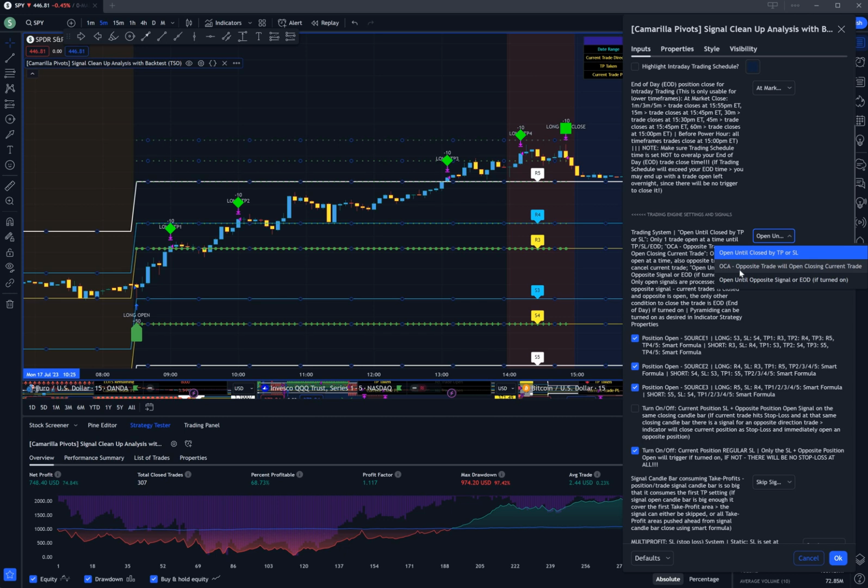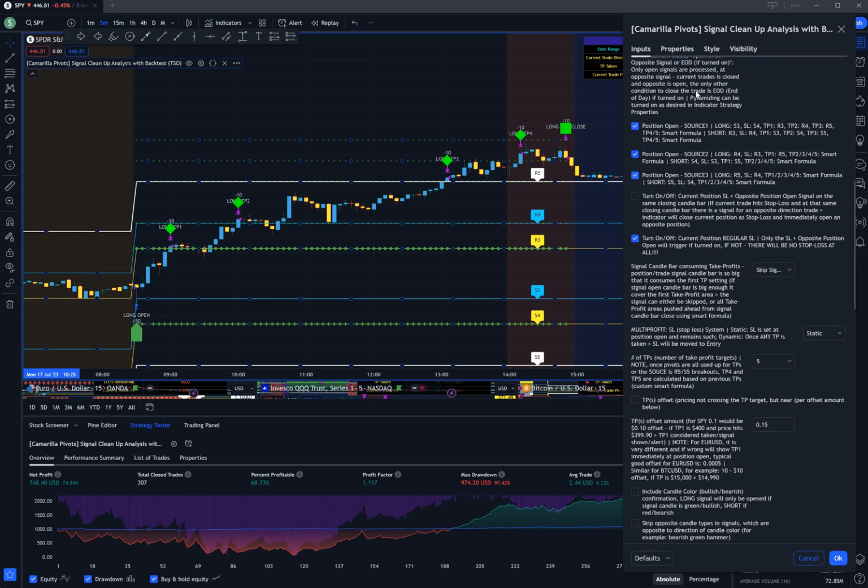Now the next setting is OCA, which means one cancels another. This is very similar, except if there's an opposite position while you have a position open, it's going to close the current position immediately and open the opposite one. The rest is the same. And the third one is basically no take profits or stop losses. It's open until there's long, there's short, that's it. Or if you turn on end of day, yes, it will close at the end of the day, but there are no take profits, so you just basically go in non-stop in either direction.